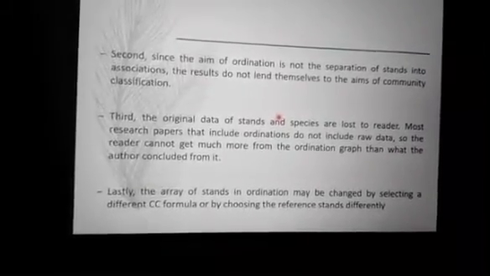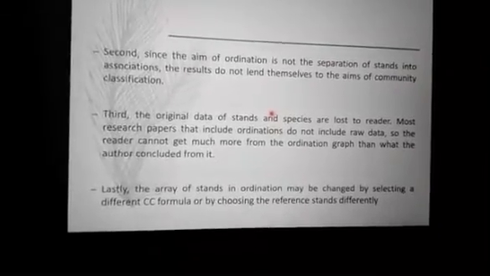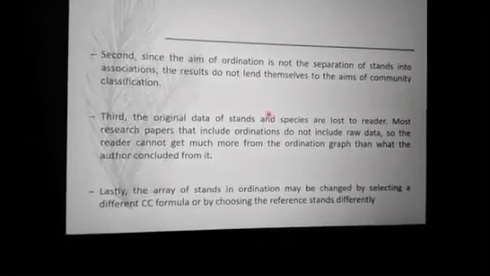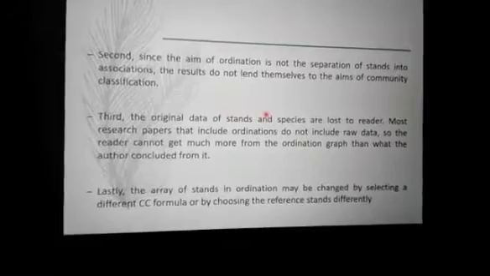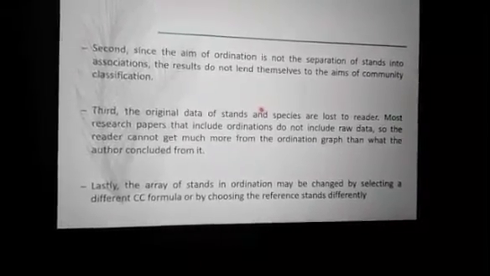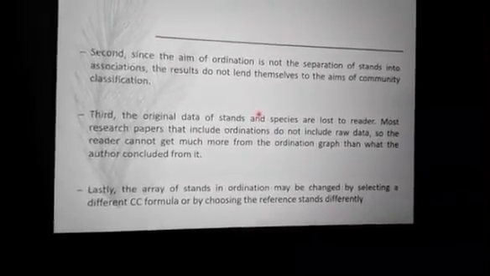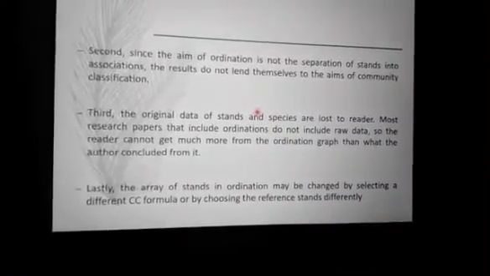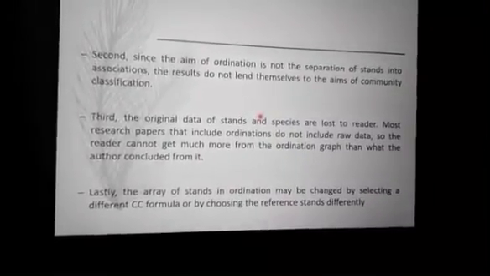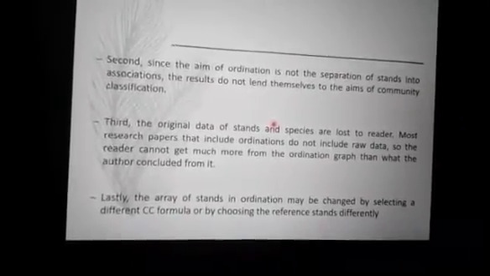Thirdly, the original data of stands and species are lost to the reader, because most research papers that include ordination do not include raw data, so the reader cannot get much more from the ordination graph than what the author concluded from it. And lastly, the array of stands in ordination may be changed by selecting a different CC formula or by choosing the reference stands differently.